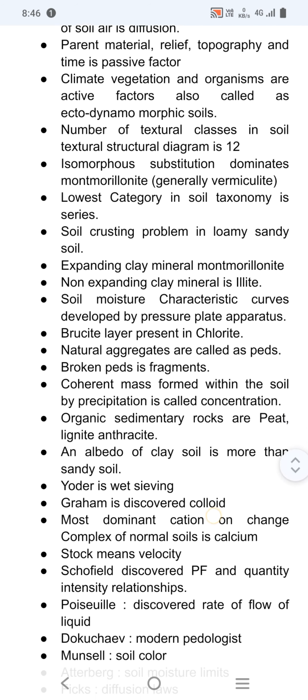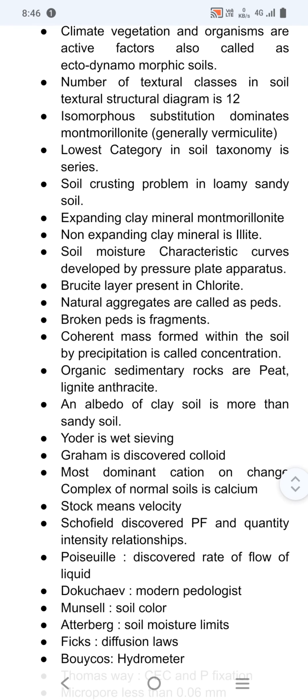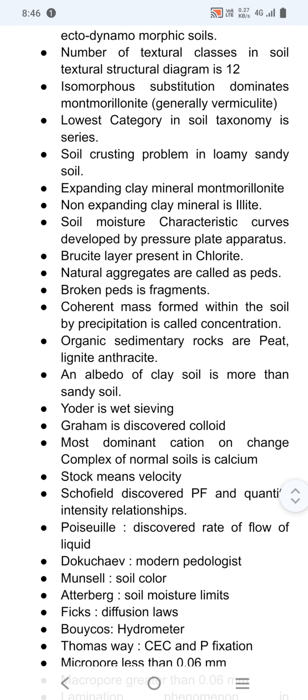Lowest category in soil taxonomy is series. Soil crusting problem is in loamy sandy soil. Expanding clay mineral is montmorillonite. Non-expanding clay mineral is illite. Soil moisture characteristic curves are developed by the pressure plate apparatus. Brucite layer is present in chlorite. Natural aggregates are called peds.